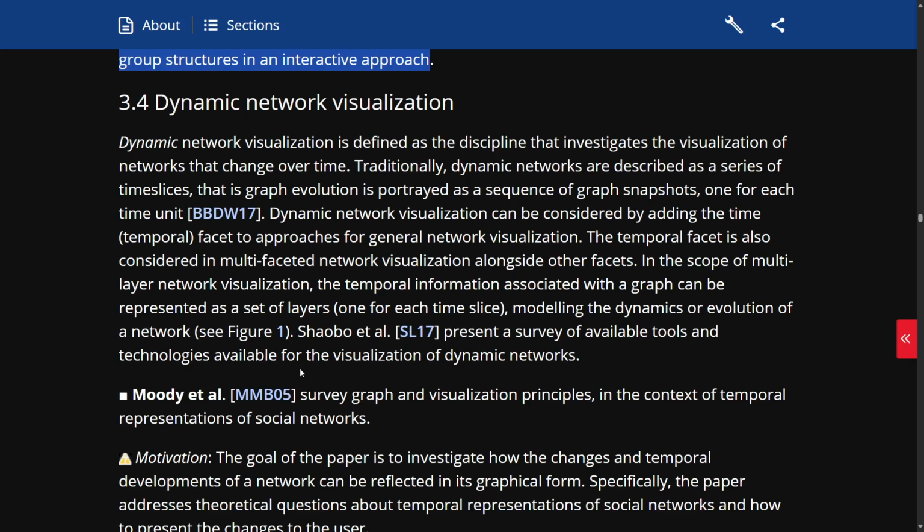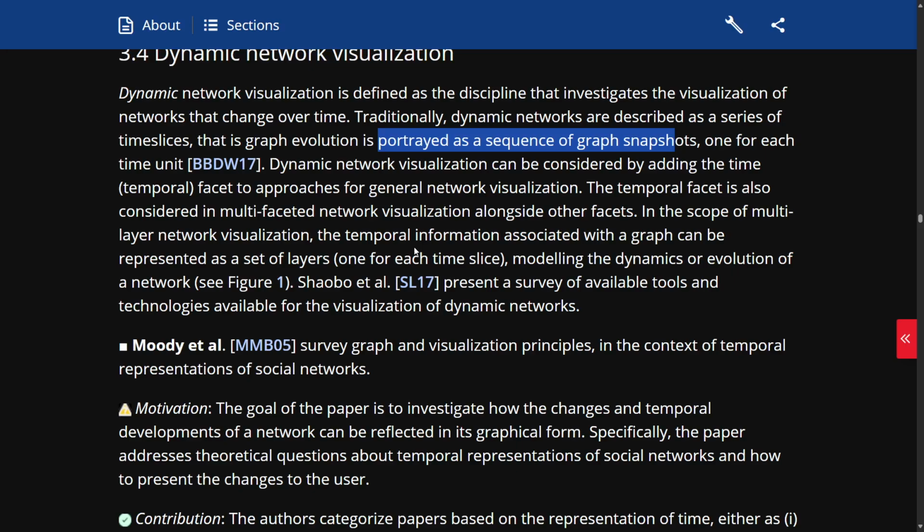3.4 Dynamic Network Visualization. Dynamic network visualization is defined as the discipline that investigates the visualization of networks that change over time. Traditionally, dynamic networks are described as a series of time slices. That is, graph evolution is portrayed as a sequence of graph snapshots, one for each time unit [BBDW17]. Dynamic network visualization can be considered by adding the time, or temporal, facet to approaches for general network visualization. The temporal facet is also considered in multifaceted network visualization alongside other facets. In the scope of multi-layer network visualization, the temporal information associated with a graph can be represented as a set of layers, one for each time slice, modeling the dynamics or evolution of a network, see Figure 1.